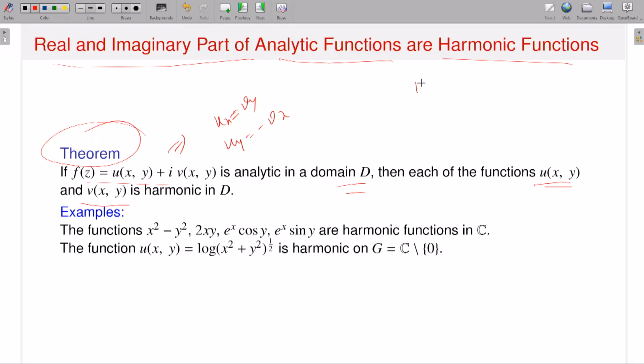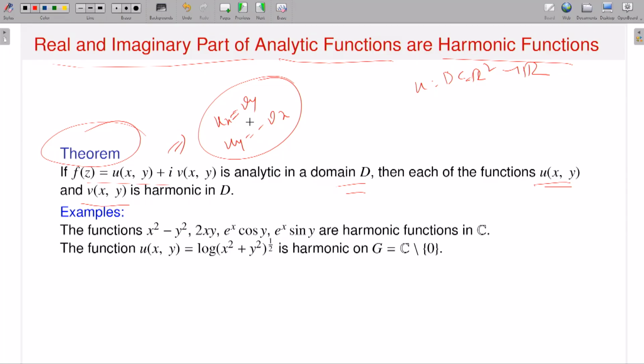Now I have a function u which is a map from some domain subset of R to R, right? And analyticity implies my first order partial derivatives of u exist and they satisfy these equations. But to talk about harmonicity, I need the second order partial derivatives. If you remember, there is a theorem I have just stated but didn't prove, that if my f is analytic, then derivatives of all orders should exist.